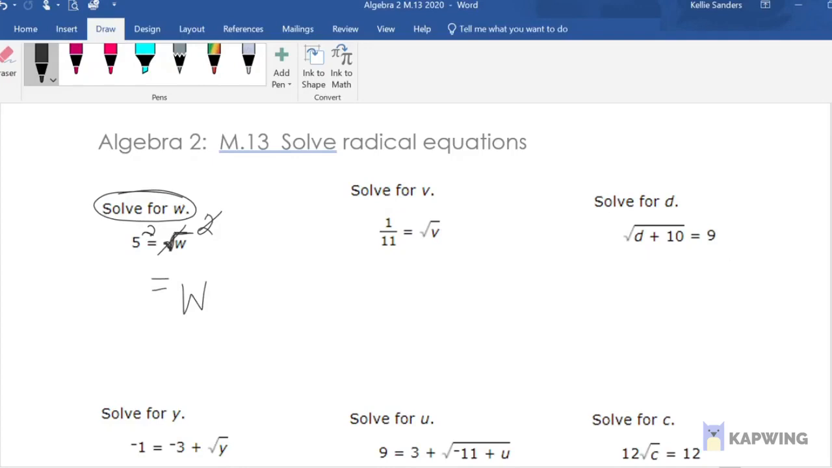Then I have 5 squared, and 5 squared is not 10. It is 25. Basically, the square root of 25 is 5, so that's how you would check it if you wanted to. Same thing with this.